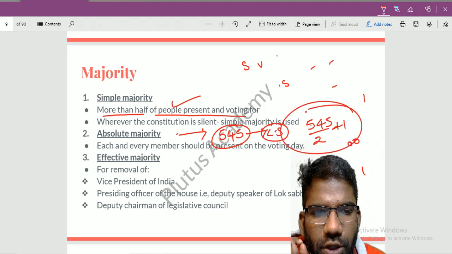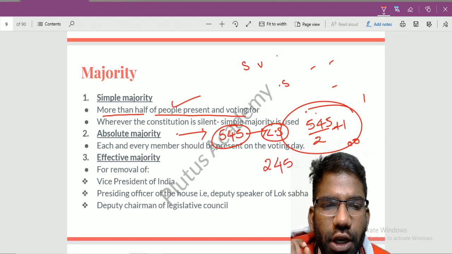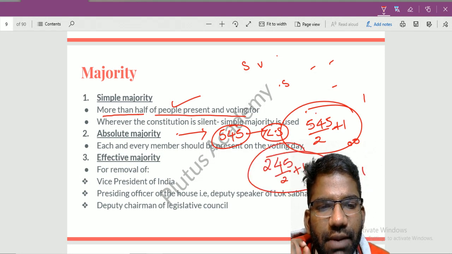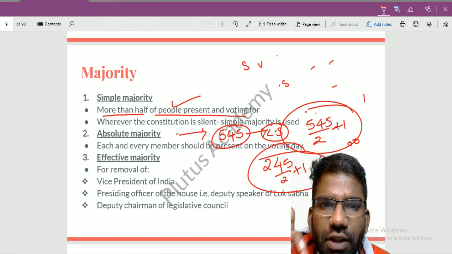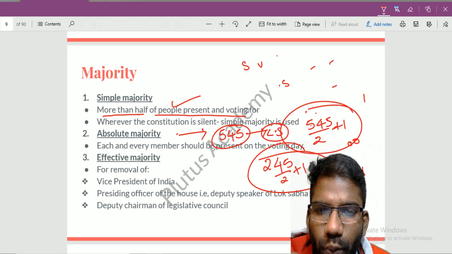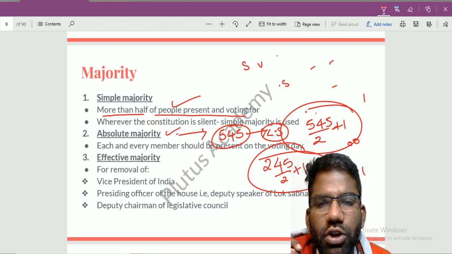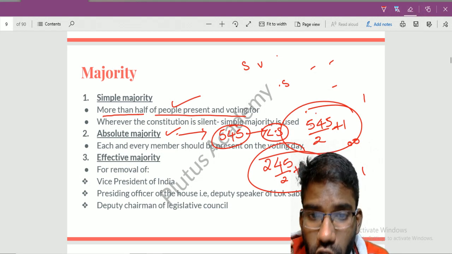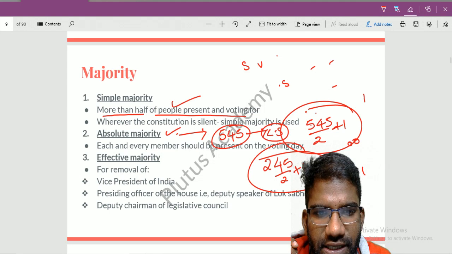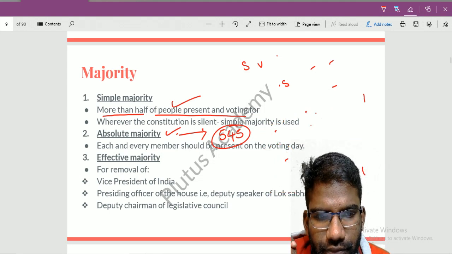This is absolute majority in case of Lok Sabha, and in case of Rajya Sabha it is 245 upon 2 plus 1. That means no one can be detained, no one can be abstained. Even if there is a vacancy, the vacancy needs to be filled, then only the voting for absolute majority can take place. Now, the third form of majority, which was not discussed in last class and we will discuss here today, is effective majority.